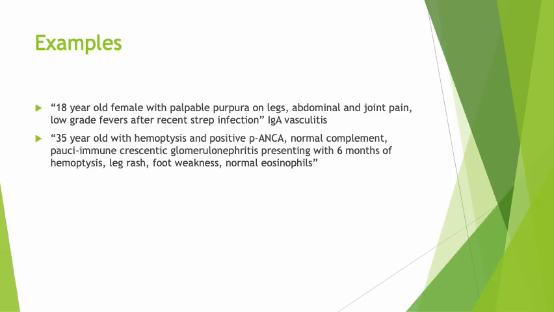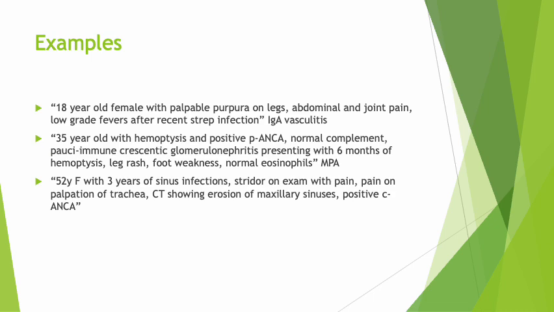What about a 35-year-old with hemoptysis and positive P ANCA, normal complement levels, pauci-immune crescentic glomerulonephritis, who has normal eosinophils, coming in with foot weakness, a leg rash, and hemoptysis? So remembering our buzzwords here, remember P ANCA, they're trying to get you to think about MPA or EGPA, and then you have the normal eosinophils, so they're trying to get you to think more about MPA.